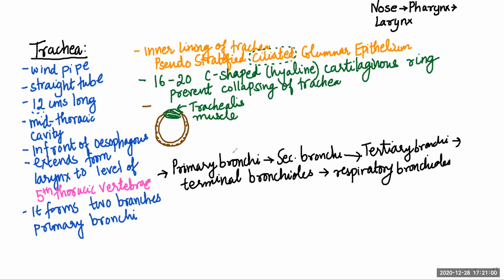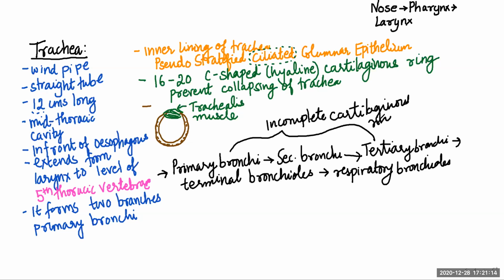Now the trachea and the bronchi are supported by incomplete cartilaginous rings. So the trachea as well as the bronchi have incomplete cartilaginous rings. It's not only the trachea. Also, I taught you this: the air present in the bronchial tree is called anatomical dead space. Anatomical dead space is about 150 ml of air.